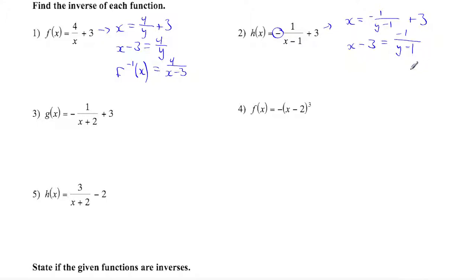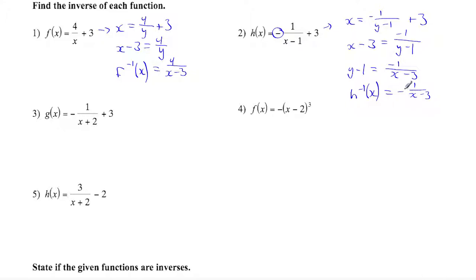And so here, I can multiply both sides by y minus 1 and subtract by x minus 3. But again, I can do this little maneuver, which I like to call the old switcheroo, where I switch the denominator with the other side of the equation. So I get y minus 1 is equal to negative 1 over x minus 3. And then I add 1 to both sides. That's going to isolate the y. So this is going to be h inverse of x is equal to negative 1 over x minus 3.